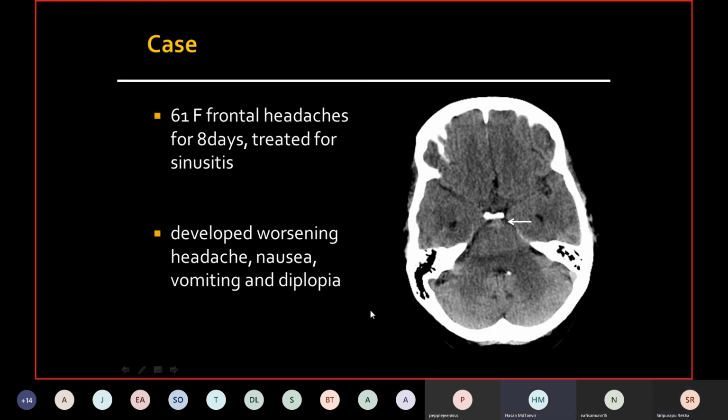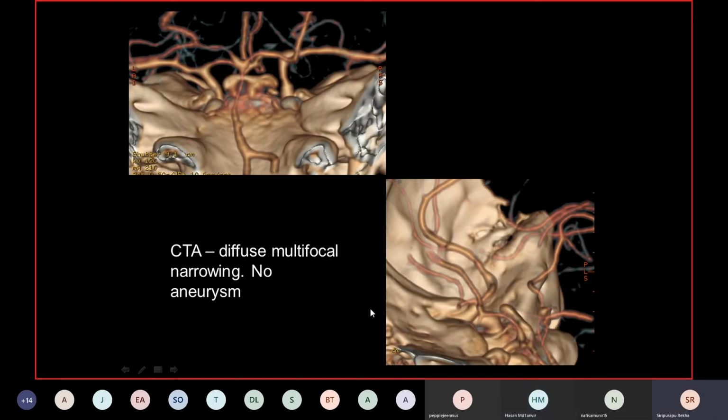So again, the general consensus is to get a CTA angiogram. Good, so that's what you have. This is a CTA, and what I've shown is just volume rendered images, just so that I can show all the vessels in one go.